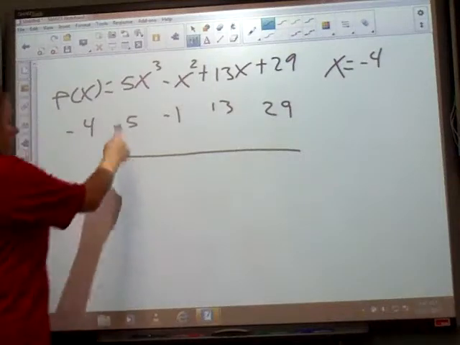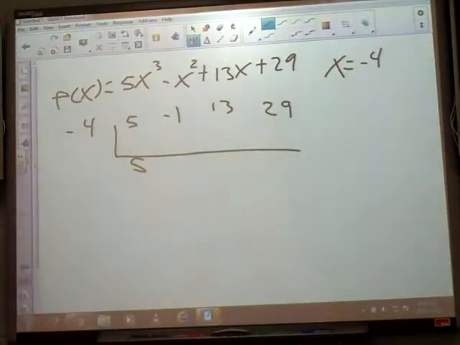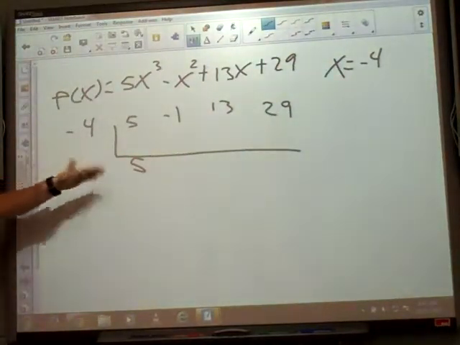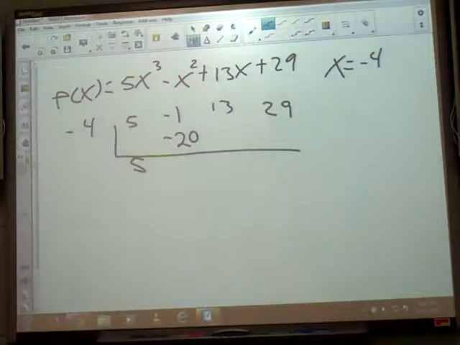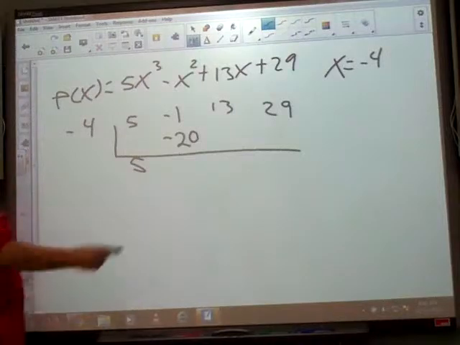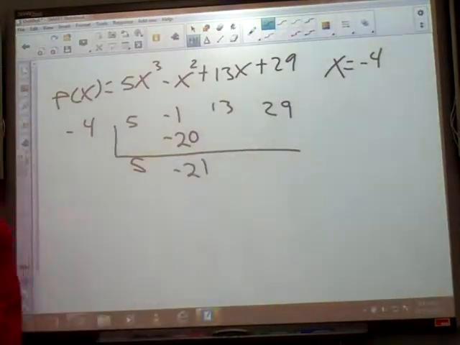Okay? So I'm going to drop my 5 down. Multiply. 5 times negative 4 is negative 20. Add. Negative 1 plus negative 20 is negative 21. Multiply, negative 4 times negative 21 is 84.